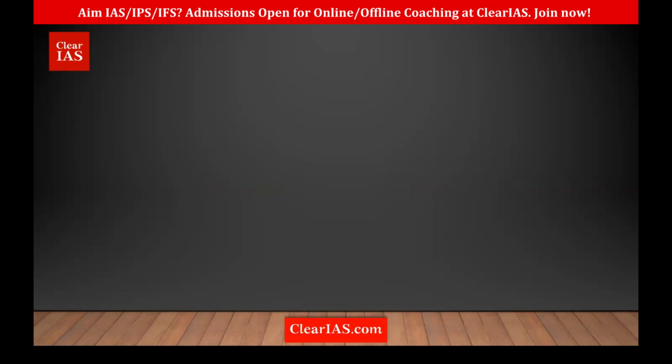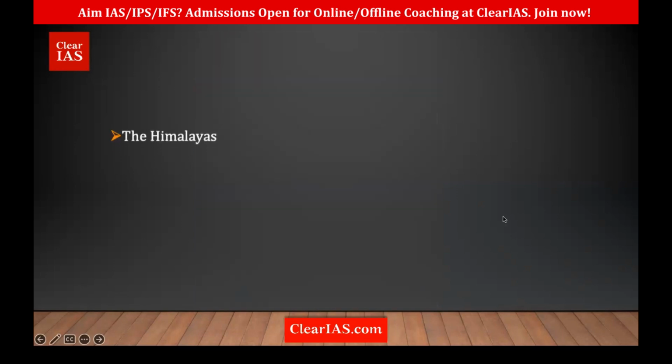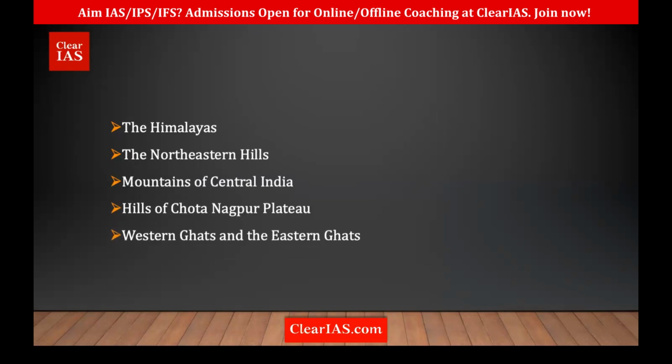You can see here on top we have the Himalayas. Then we have the central highlands: Aravallis, Vindhya, Satpura, and Satmala. Then we have a few hills here, and then the northeastern hills. Then the Western Ghats and Eastern Ghats. So these are the hills we'll be discussing today. Broadly, I've classified them into the Himalayas, the northeastern hills, mountains of central India, hills of Chotanagpur Plateau, and Western Ghats and Eastern Ghats. We'll start with the Himalayas.